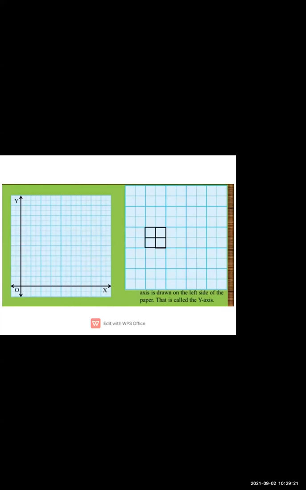Now see a bar graph. How the bar graph is. Bar graph. This is the simple bar graph. Okay, this is the bar graph. How to make a bar graph? How we make a bar graph?